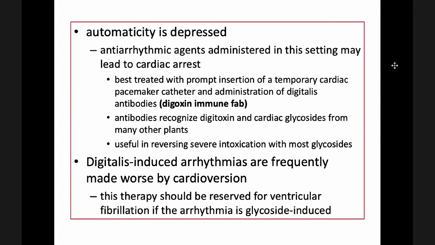So the antibodies will recognize digitoxin and cardiac glycosides from many other plants. So they are useful in reversing severe intoxication with most of the glycosides. For digitalis-induced arrhythmias, they are frequently made worse by cardioversion. So this therapy should be reserved for ventricular fibrillation if the arrhythmia is glycoside-induced.